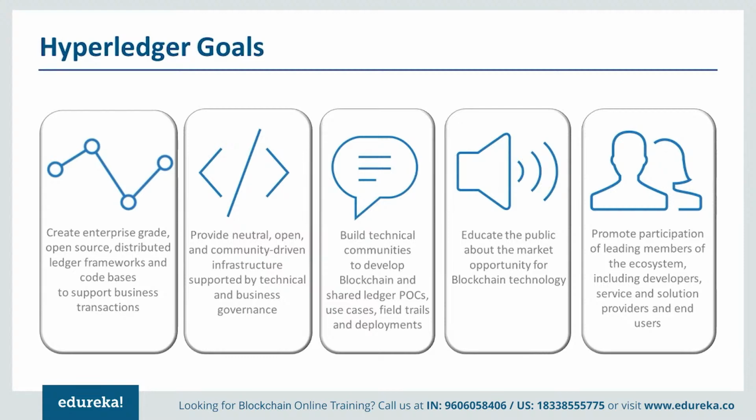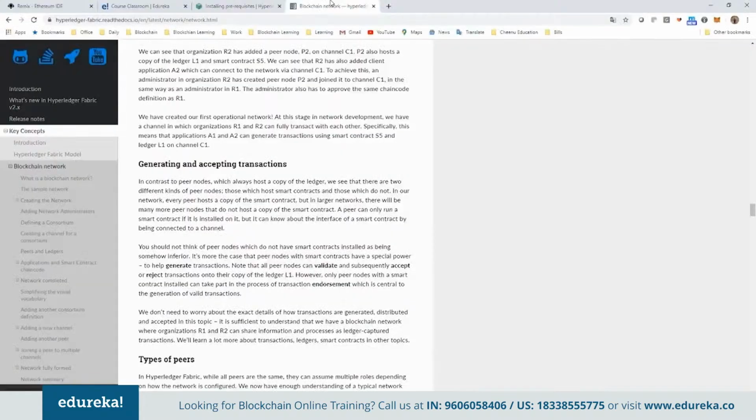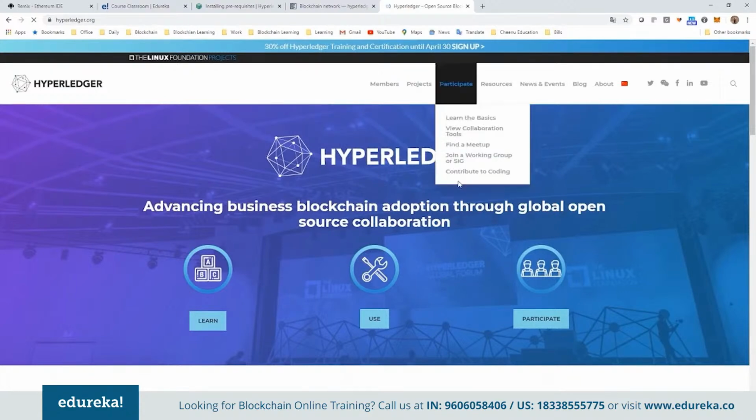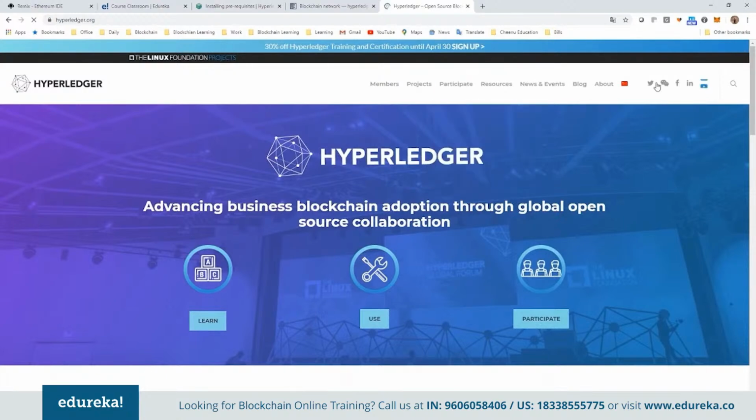And in case you are facing any issues, you just need to go to participate and join a working group. So this is what you need to do in order to join these communities. You can follow them on various social networking platforms and just subscribe to various updates that are coming. Educate the public about the market opportunity.